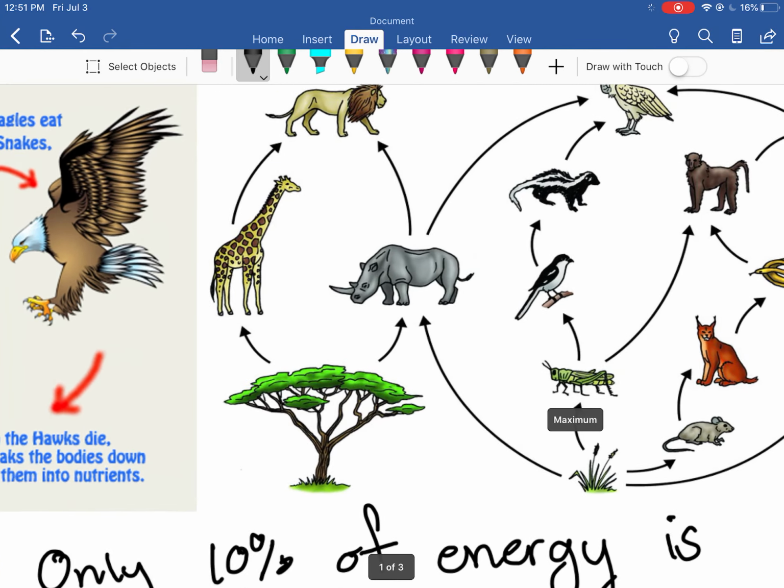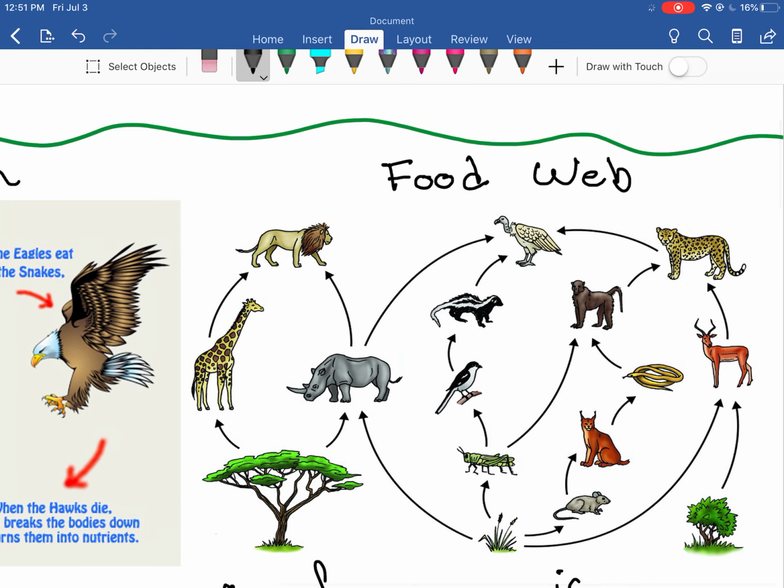So if we zoom in over here, let's look at this. Let's say the grass here has 100 calories. Now, I'm simplifying this very easily. If the grasshopper eats the grass, that means only 10 calories goes into the grasshopper. Then the baboon eats the grasshopper. Well, 10% of 10 is 1. So that baboon only gets 1 calorie from that grasshopper. Now, the jaguar eats a baboon. It only gets 0.1 calorie.